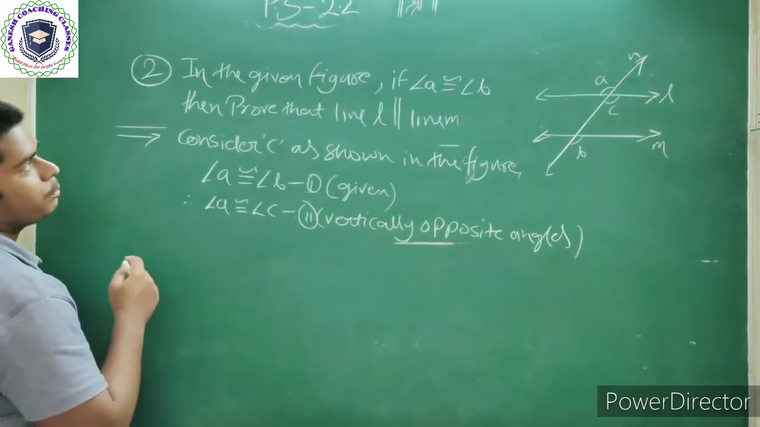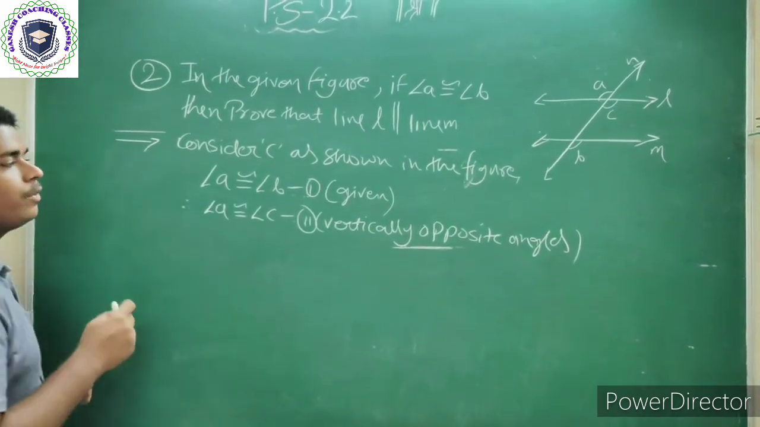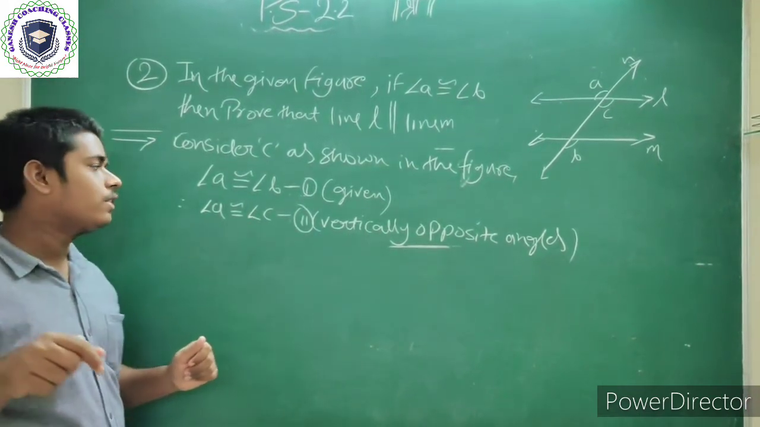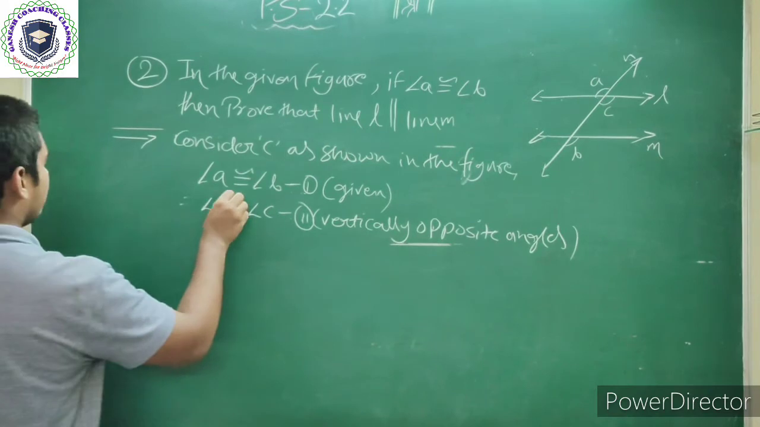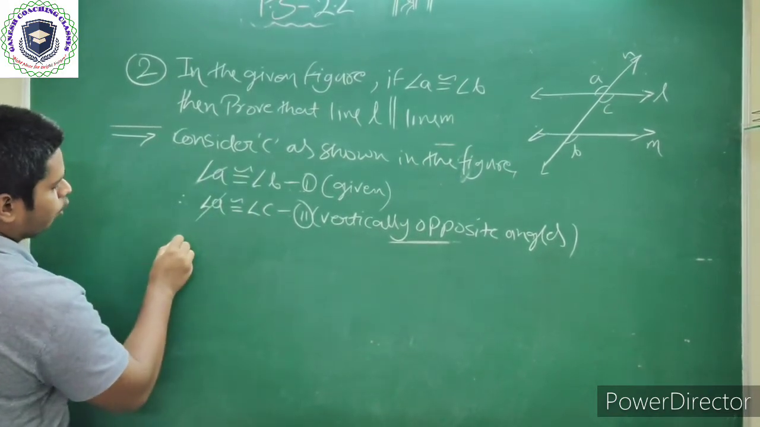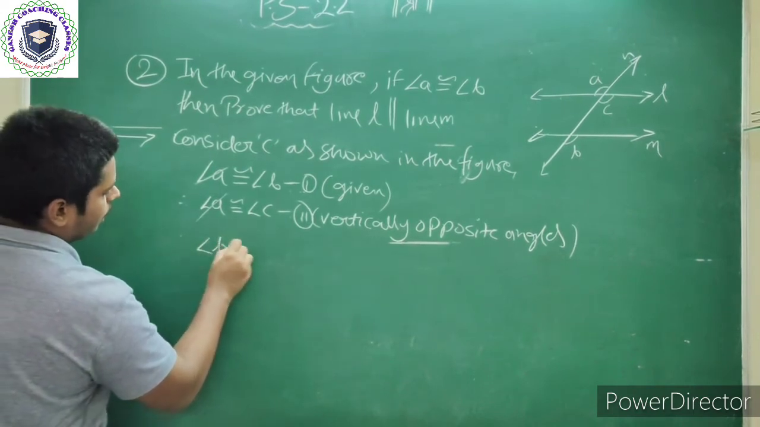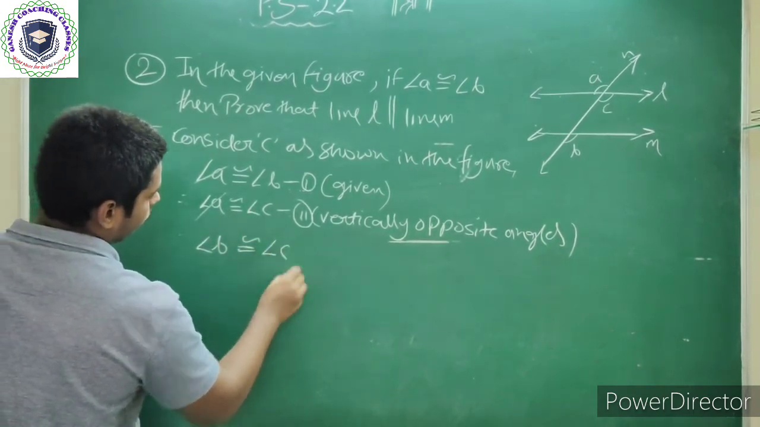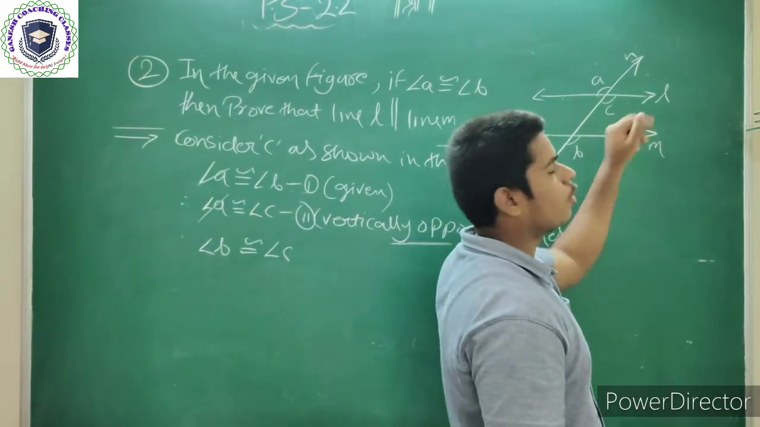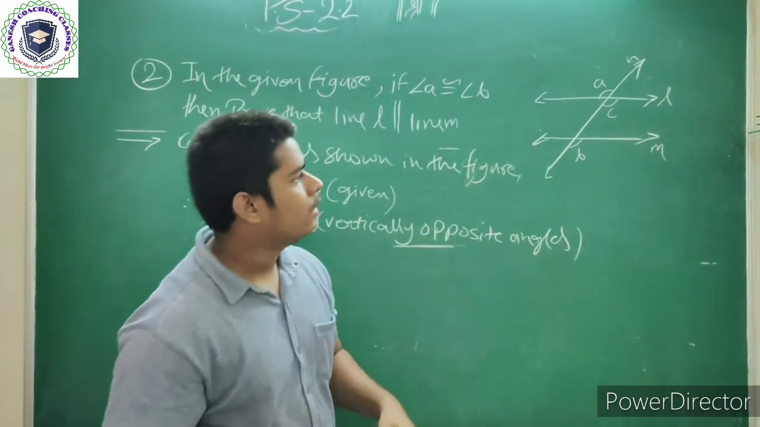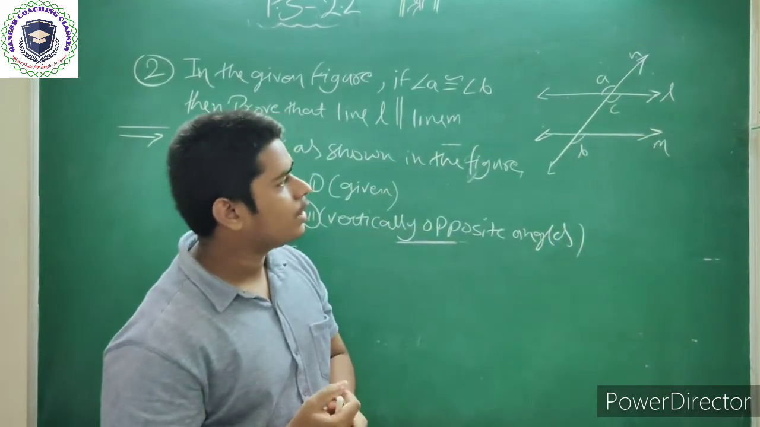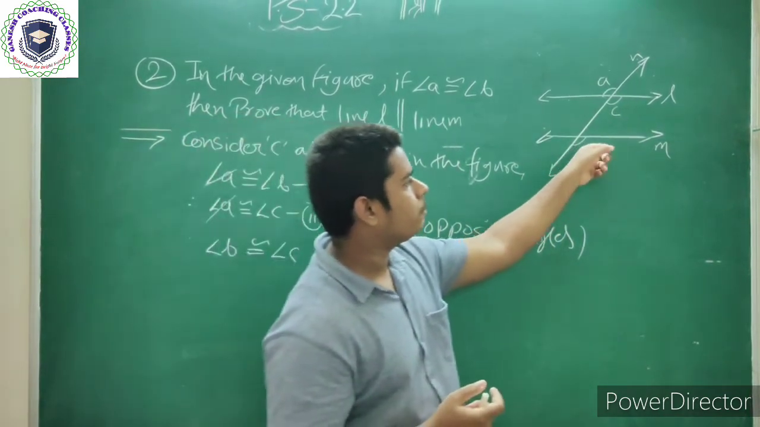I told you in practice set 2.1, when we are comparing two equations, then the common term will cancel each other. Okay, so here angle A and angle A will cancel to each other, and what we get here, angle B is congruent to angle C. Okay, we get here that angle B is congruent to angle C. If this is congruent, then what can be termed here? Okay, that is B and C.